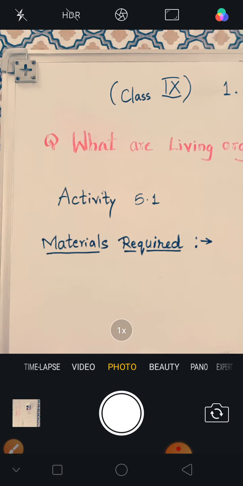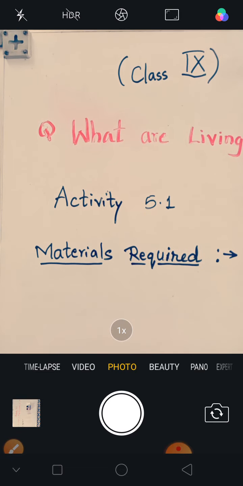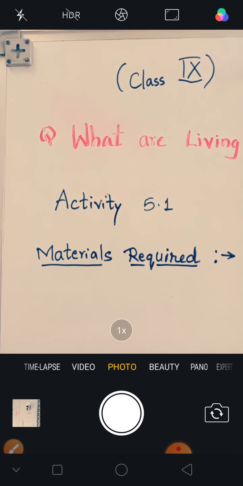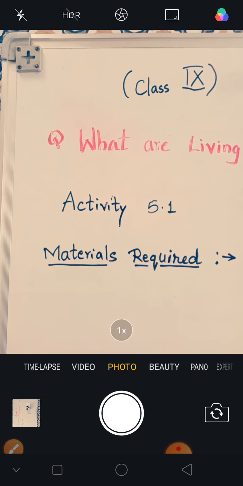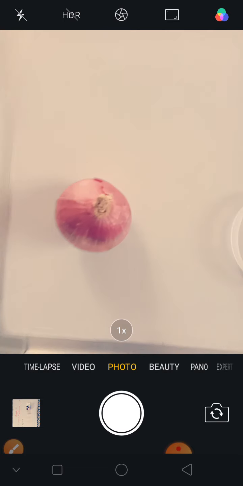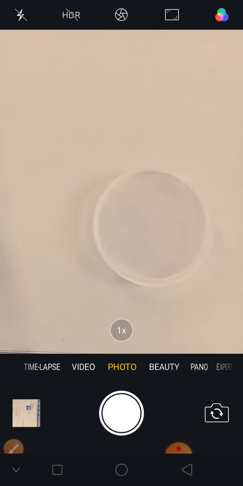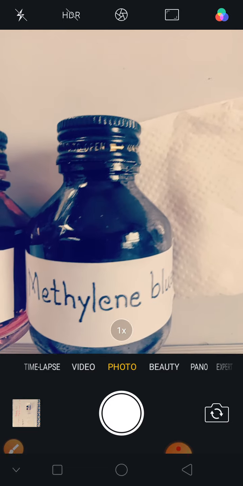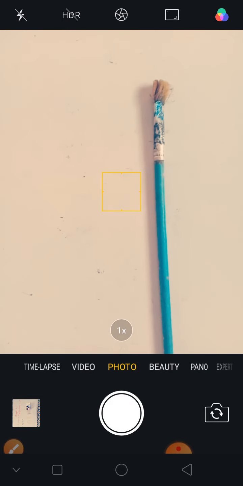To get the answer for this, we need to conduct one activity given in your textbook, activity 5.1. The materials required here are onion, watch glass, slide, forceps, safranin or methylene blue stain, blotting paper, and a brush.